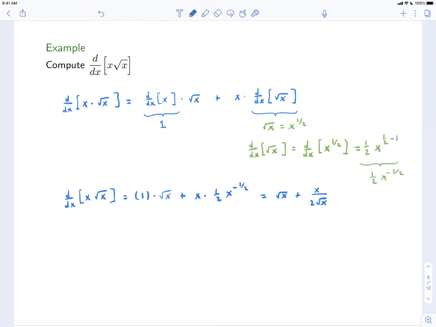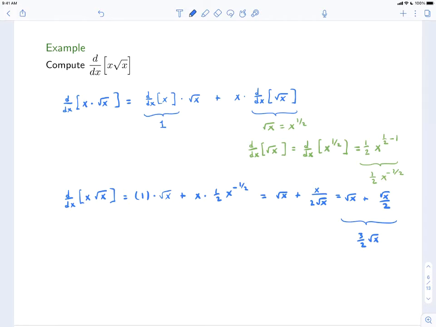Now actually x over the square root of x is the square root of x. So this is the square root of x plus the square root of x over 2. So we have a whole square root of x and half of a square root of x. So if you put all of those together, you end up with 3/2 square root of x.